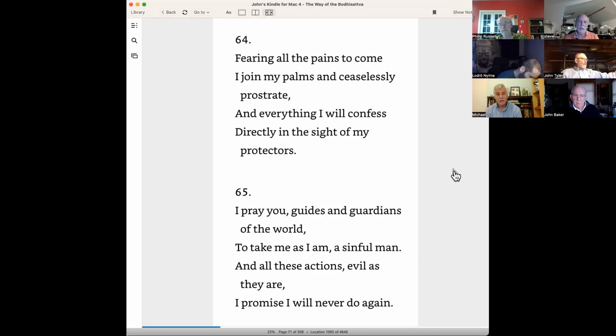The final verse, 65, relates to the final power, and it literally comes down to the very last line. And this is the power of resolve, or the power of promise, where we basically make some commitment not to engage in whatever negative action we engaged in, that we resolve not to do it again. So someone could just read verse 65 and then we will be complete.